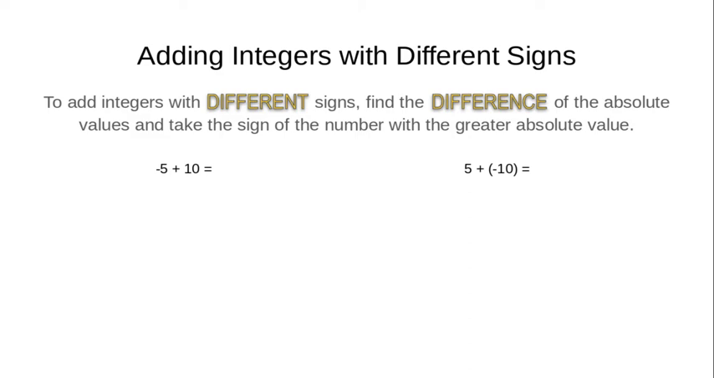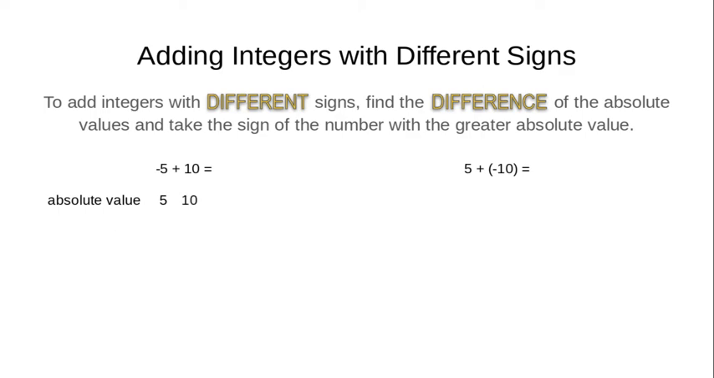So let's look at our first example of negative 5 plus 10. I have numbers with different signs. My 5 is negative and my 10 is positive. So let's find the absolute values of these numbers. Negative 5 is 5 places to the left of 0 on a number line, so the absolute value of negative 5 is 5. Positive 10 is 10 places to the right of 0 on a number line, so the absolute value of positive 10 is 10.